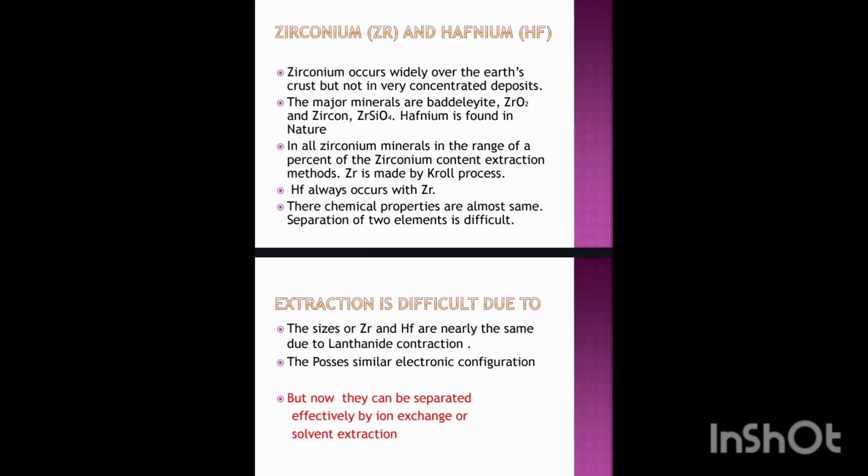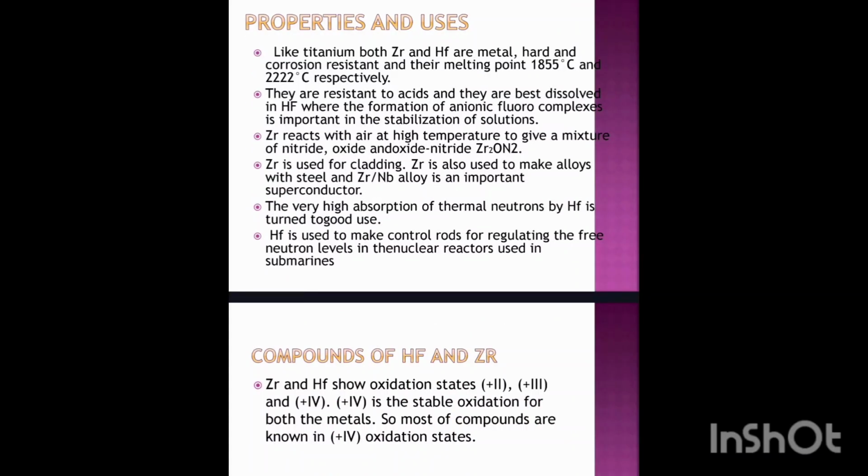Extraction is difficult because the sizes of Zr and Hf are nearly the same due to lanthanide contraction. They possess similar electronic configurations, but they are now separated effectively by ion exchange and solvent extraction. Properties and uses. Like titanium, both Zr and Hf are hard metals and corrosion resistant, and their melting points are 1855 degrees Celsius and 2222 degrees Celsius respectively. They are resistant to acids and are best dissolved in HF, where the formation of anionic fluorocomplexes is important in stabilization of the solution.